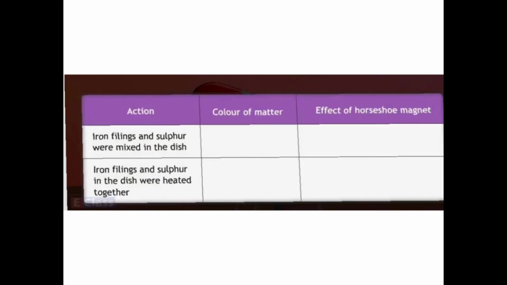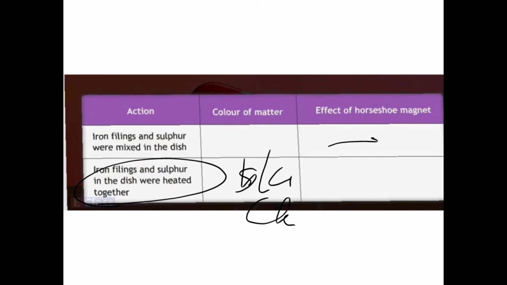All right. So you are going to write down the observation. Iron filings and sulfur mixed in a dish. What is the color of the matter? When you mix, it is yellow plus black. The effect of the horseshoe magnet: iron filings are getting attracted towards the horseshoe magnet. Okay. After heating, the color of the substance is blackish. And the effect of the magnet is no effect. So you can record the observation in the observation table which is given on page number 44.